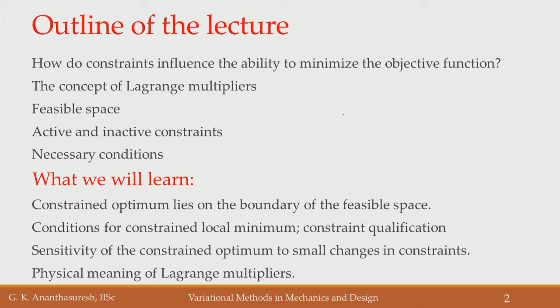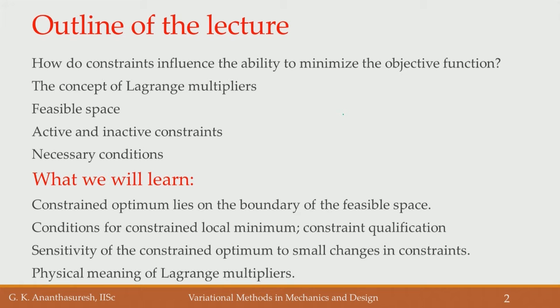This is the outline of the lecture. First we will discuss how constraints influence our objective function in terms of minimizing it, and then the concept of Lagrange multipliers, which is a very important aspect of constraint minimization. Then we will learn what the feasible space is when there are constraints, and constraints can be equalities or inequalities. Then the question of whether an inequality is active or inactive also needs to be dealt with. Finally, we will establish the necessary conditions for a constraint minimization problem.